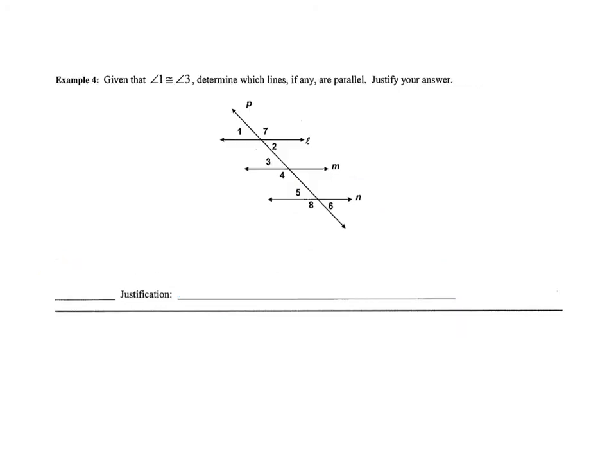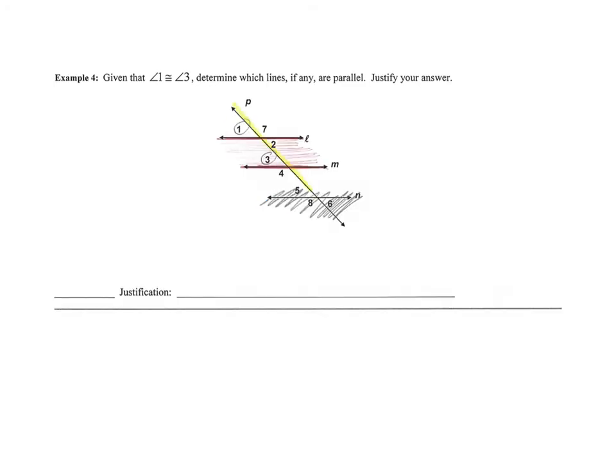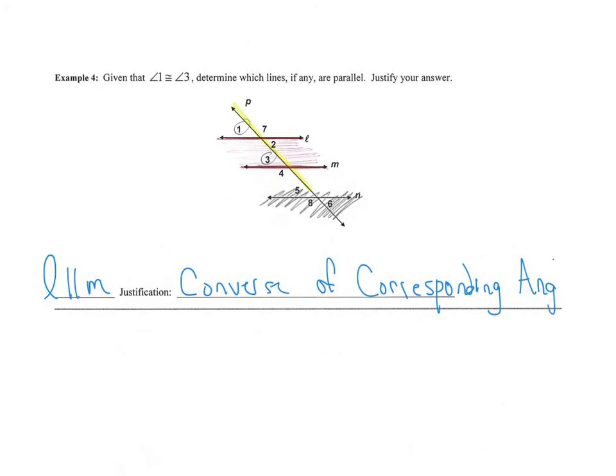In example 4, we're given that angle 1 is congruent to angle 3, so we can get rid of line N, mark up L and M. So we see that 1 and 3 are corresponding angles. So therefore, since those two angles are congruent, we can conclude that line L is parallel to line M by the converse of the corresponding angles postulate. Remember that the corresponding angles postulate is the only one with the postulate, so the converse also will be the only one that has the postulate.